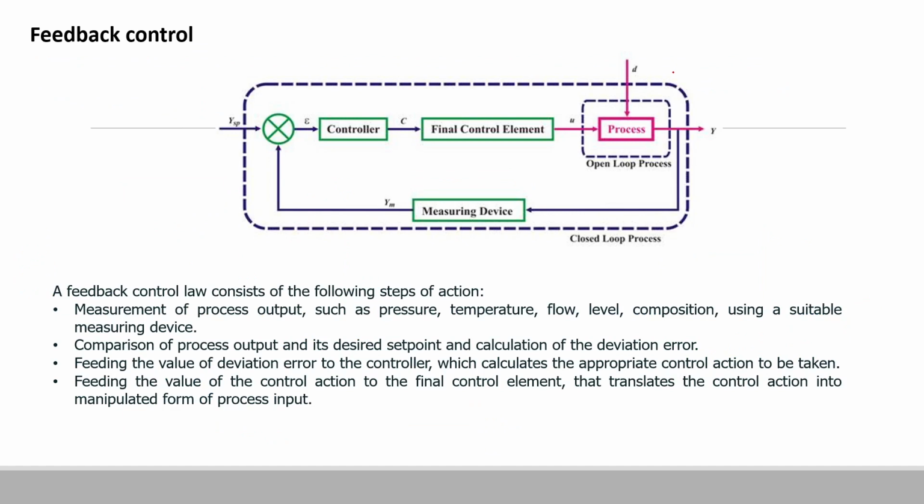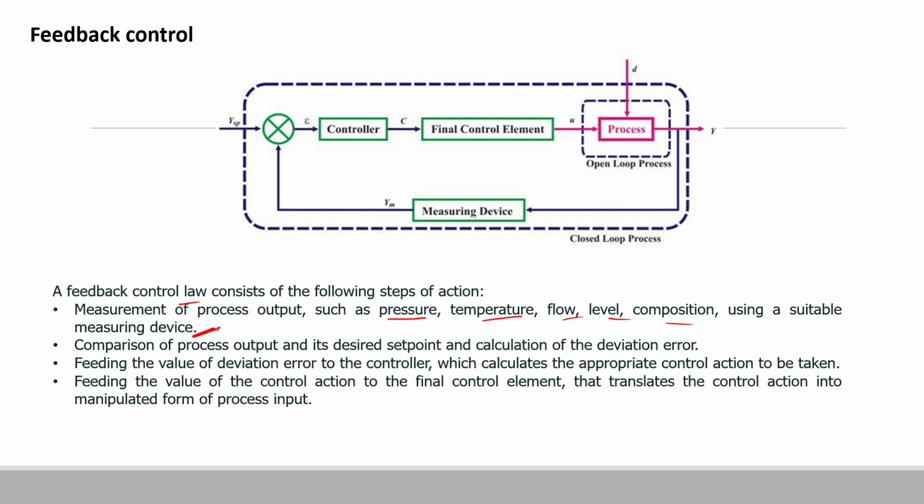So on the basis of the earlier defined control strategy, we can define this feedback control law. Basically this control law states that given any disturbance or changes in input, how will the control action act, and how will the system stabilize. The first step will always be the measurement of process output, that is pressure, temperature, flow, level, composition, using a suitable measuring device.